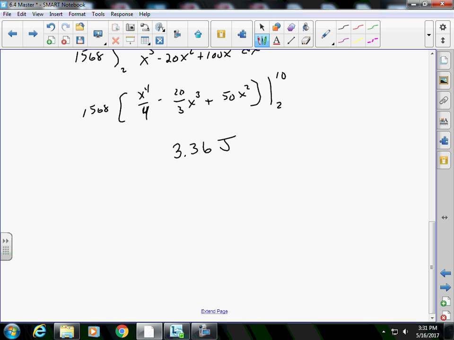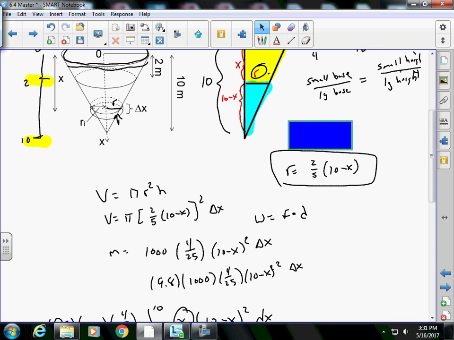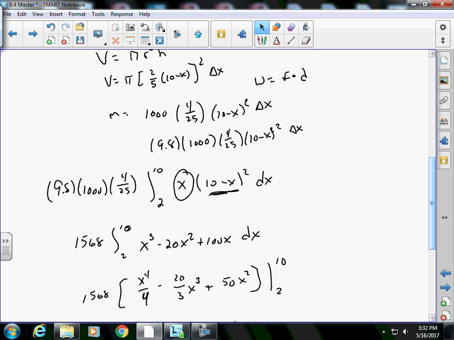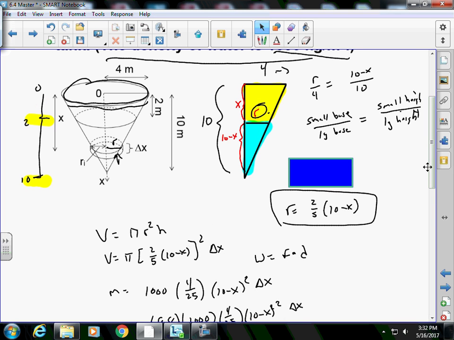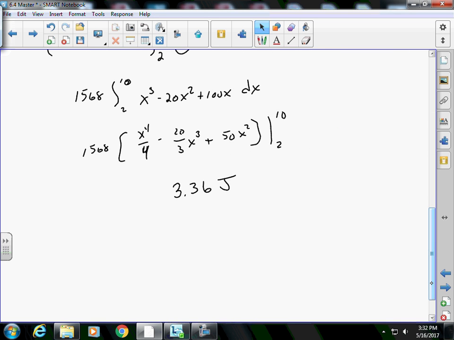All right, hopefully you've done this on your own, and you should get the answer of 3.36 joules, because remember, we're in metric, not British. As you can see, the answer is 3.4. I got 3.36. They have 3.4 because they rounded to one less. It's the same answer. And I'll tell you how many decimal places to give you.